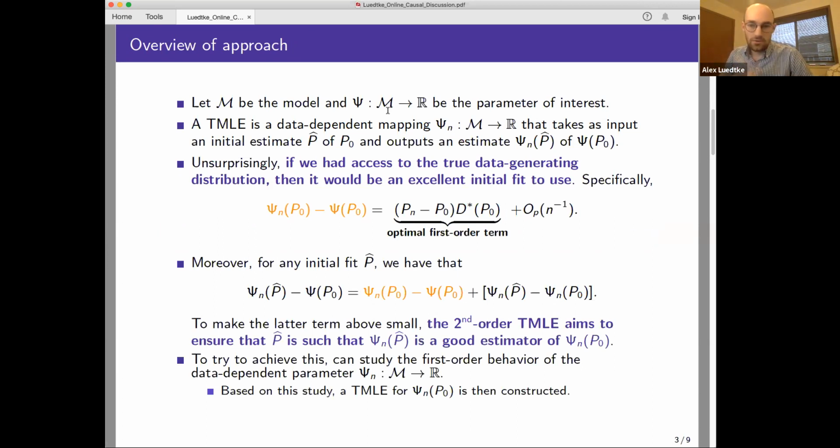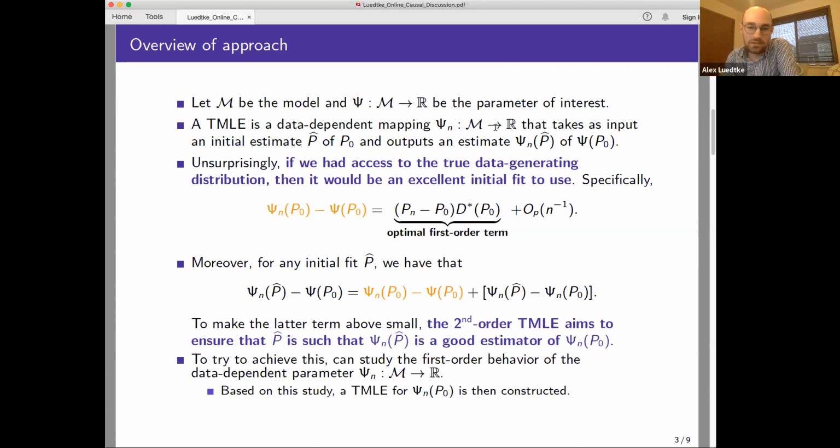So I use relatively similar notation, but I simplified in a few places. Here, M is a statistical model, just a collection of possible distributions that should contain the truth. And psi is a parameter, a mapping from a distribution to a real number. And a TMLE we can think of here as a data-dependent mapping. For the purpose of what we care about here, it is an algorithm that takes as input an initial fit of the distribution P0 of the truth, and then it returns an estimate. So psi n of p hat, where p hat is the initial fit, is just an estimate of psi of p0. Expressing this estimator in this form is very important for the developments that Mark makes as he progresses towards a second and higher order TMLE.